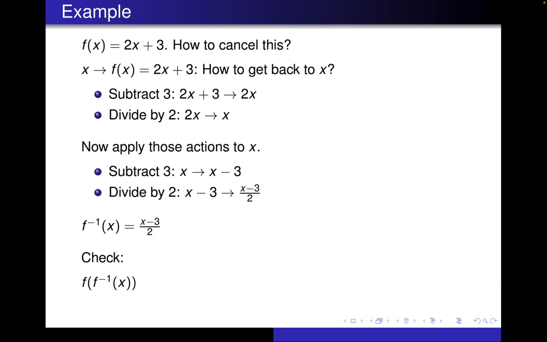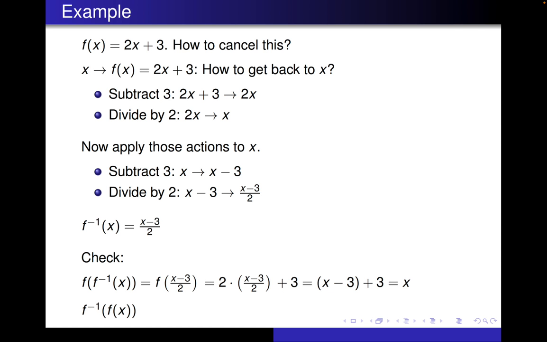If we do f of f inverse of x, let's see. F inverse of x is equal to x minus 3 over 2. And let's see what f does. What f does is it takes the input, multiplies it by 2, and then adds 3. So it's going to take my input, x minus 3 over 2. It's going to multiply it by 2, and then add 3. Those 2's are going to cancel to give me x minus 3 plus 3. The 3's are also going to cancel to give me x. And so I get f of f inverse of x equals x.